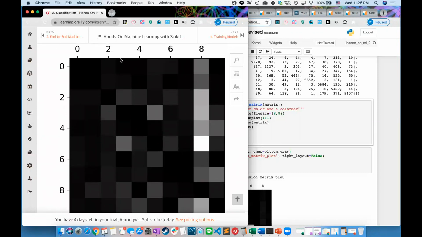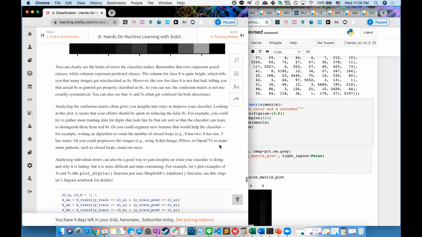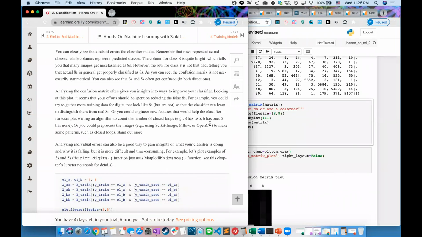3s are here and 5s are here. So we can see some bright spots here. 3s, 5s, okay. And analyzing the confusion matrix often gives you insights into ways to improve your classifier.